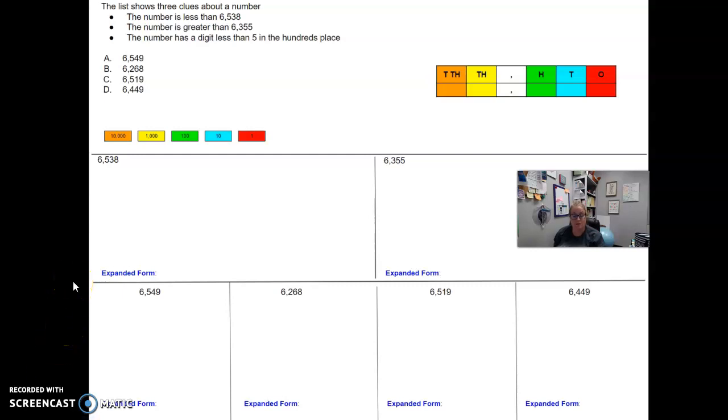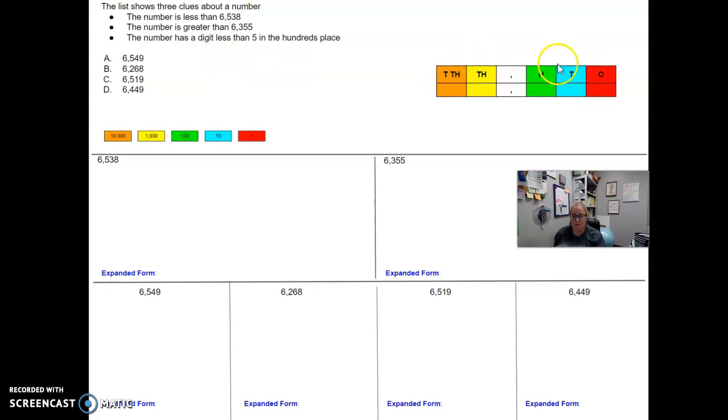You are going to answer 2 questions and they look very similar to the ones that we did in the video. The first question says the list shows 3 clues about a number. The number is less than 6,538. The number is greater than 6,355. The number has a digit less than 5 in the hundreds place. And then it gives you your answer choices. Remember, we cover our answer choices until we've shown all of our work and then come back to it.